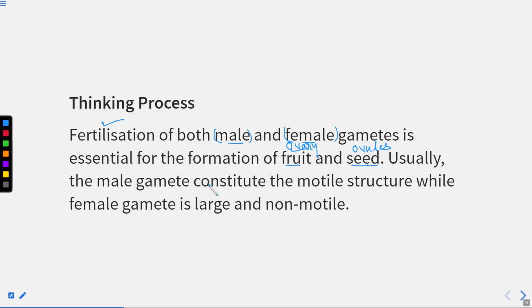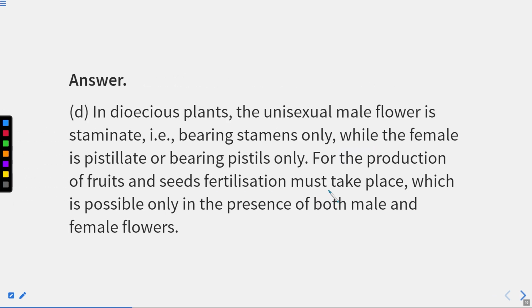Now, usually the male gamete is motile, while the female gamete is large and non-motile. Okay, so this is clear. Now, answer to this question is option number D. So, in dioecious plant, the unisexual male flower is staminate, that is bearing stamens only, while the female is pistillate, which means bearing pistils.